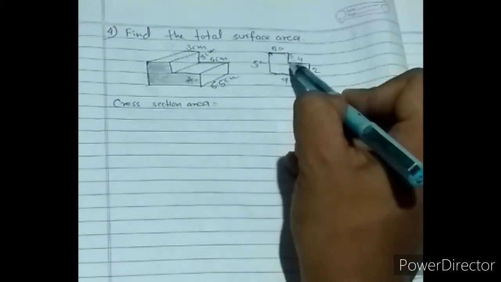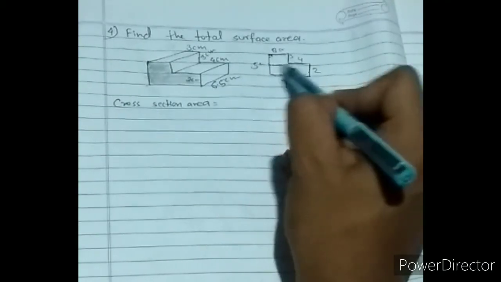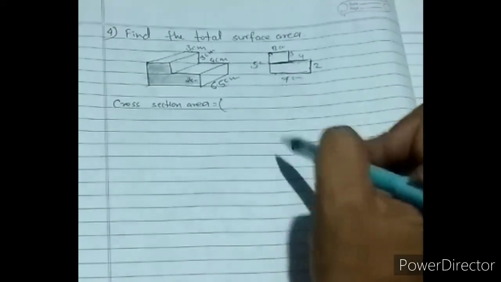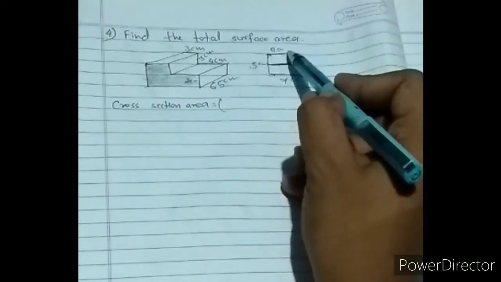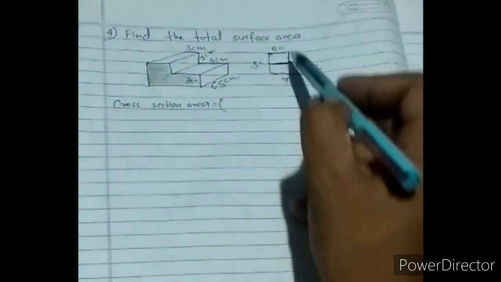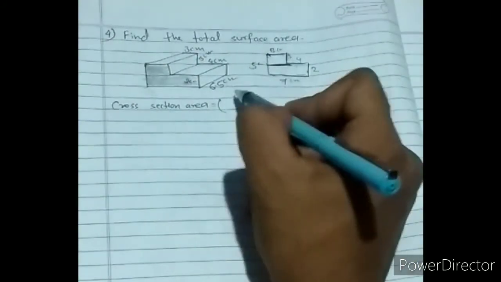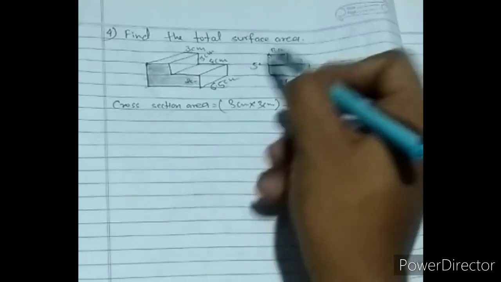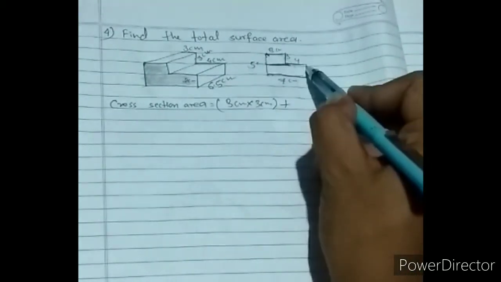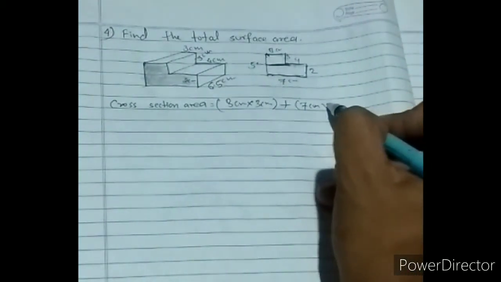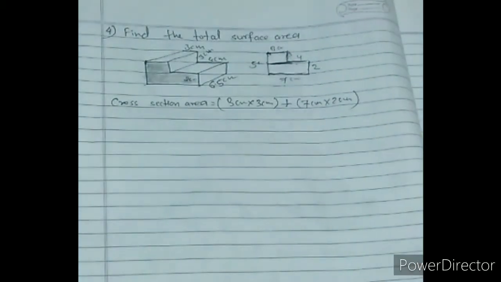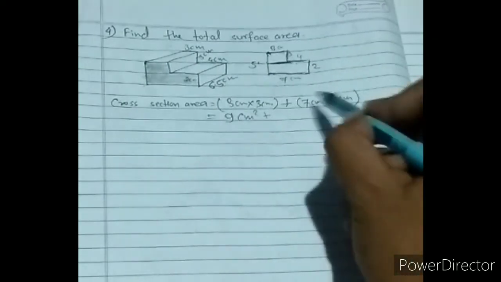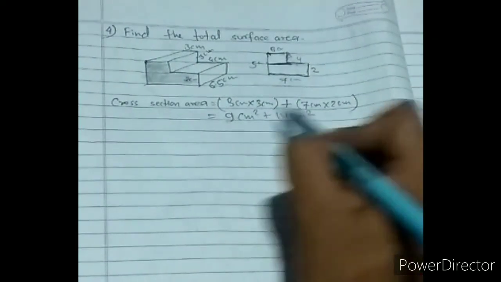Now if we cross make it into two rectangles, then what will be the area of first part, upper part? 3 into 3. Similarly, this down, 7 into 2. Now it is 9 centimeter square. 7 2s are 14 centimeter square.